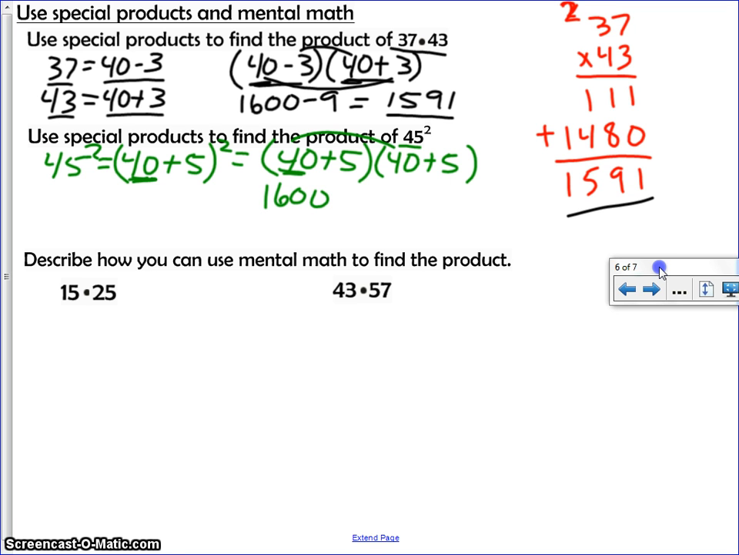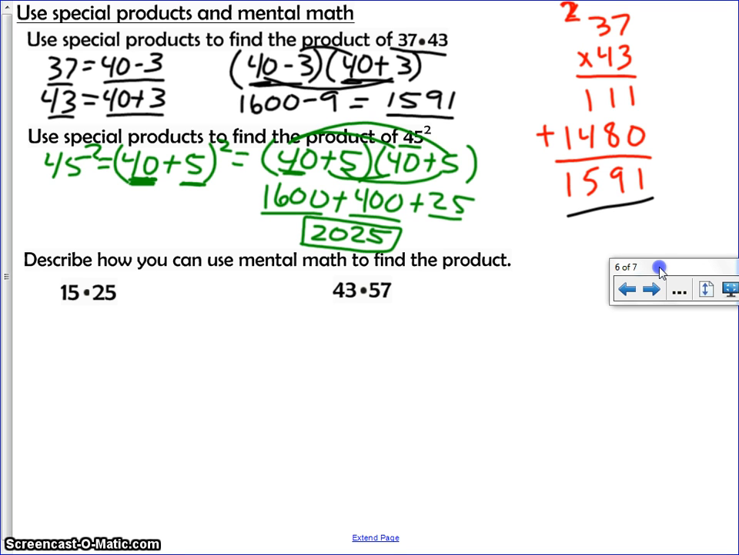Then I know I'm going to be multiplying 40 times 5 and 5 times 40. So I take these two terms, 40 and 5, multiply them to get 200, double it. So I do that twice. Then we square the last term because 5 times 5 is 25. 1600 plus 400 is 2000, plus another 25 is 2025. Nothing else. You can impress your friends by your mathematical genius.